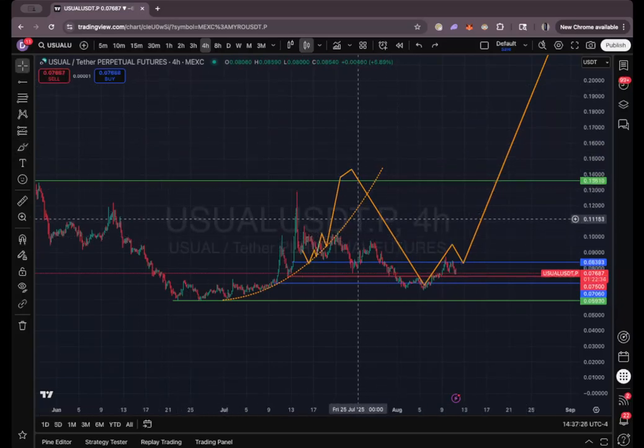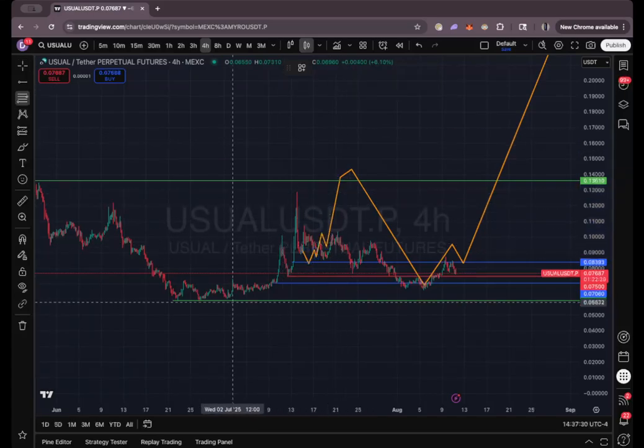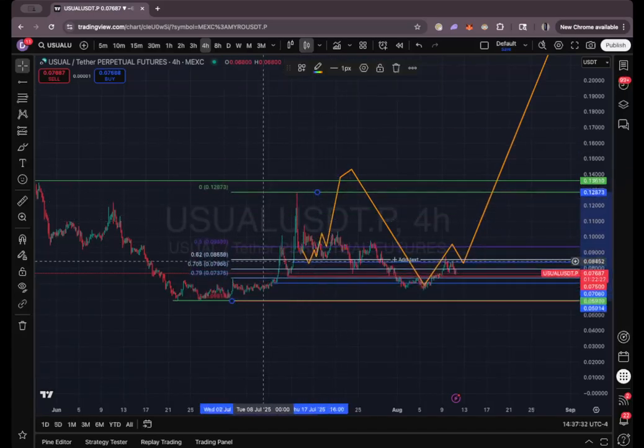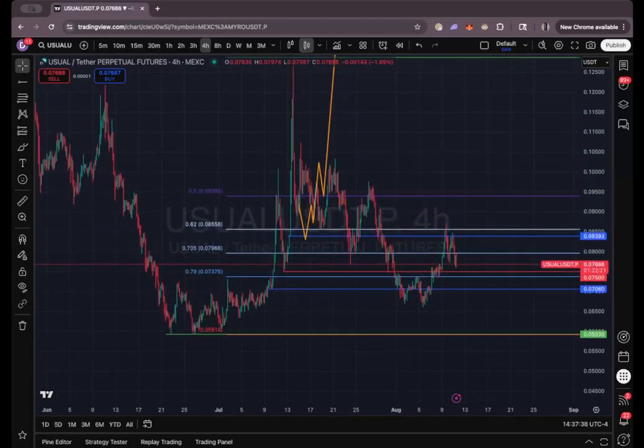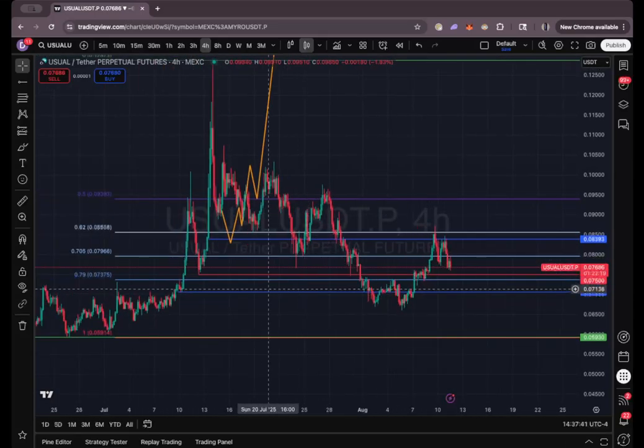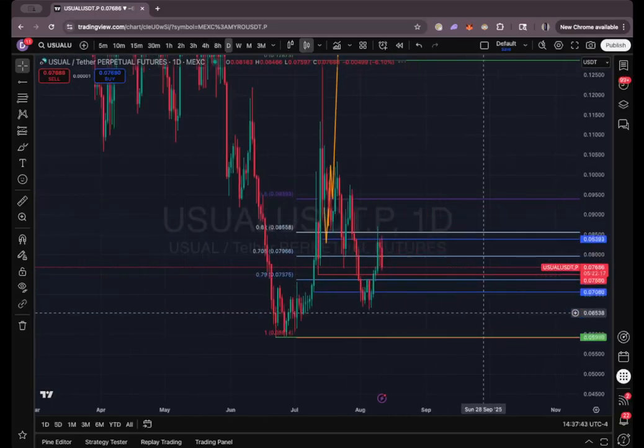I will say, this is pretty good. This is a pretty good structure here. Yes, this is very good. We want to see a consolidation now. This is a very good structure. On the 4-hour, we did sweep the lows. We reclaimed OTEs on the daily.